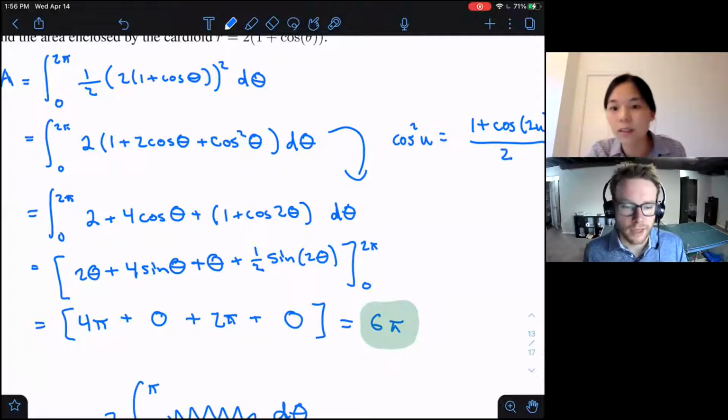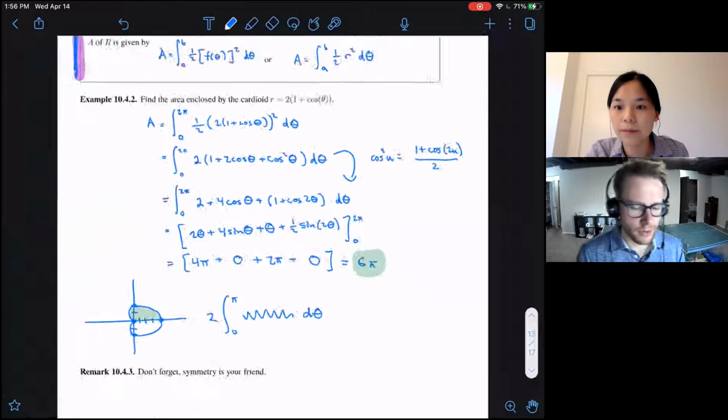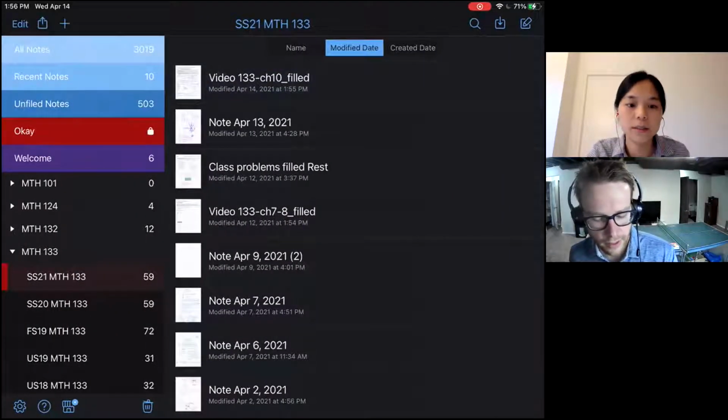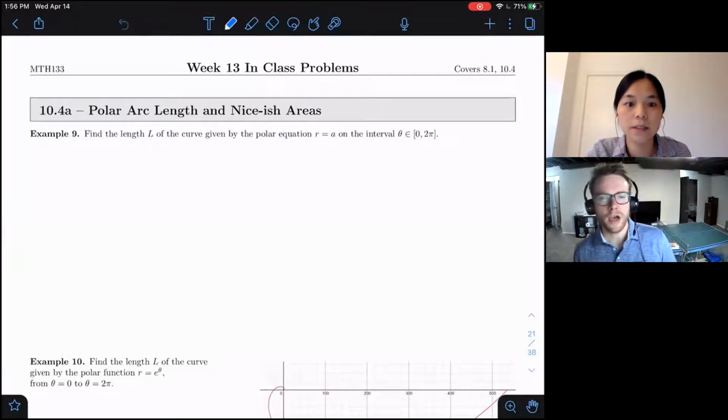Okay. All right, excellent. Well, why don't we go ahead and start doing a question or so from today's stuff, and then I'm sure there'll be more questions. So starting off here with arc length, and we're going to be getting into some nice-ish areas.